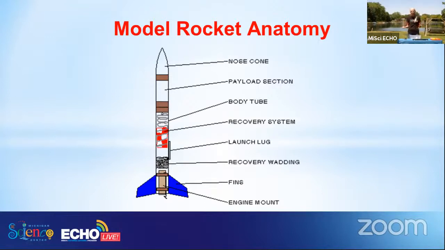And most rocket engines, right, utilize combustion. Since a combustion reaction gets very, very hot, that recovery wadding is there to protect the parachute from being burned, so it's not damaged at that initial launch.